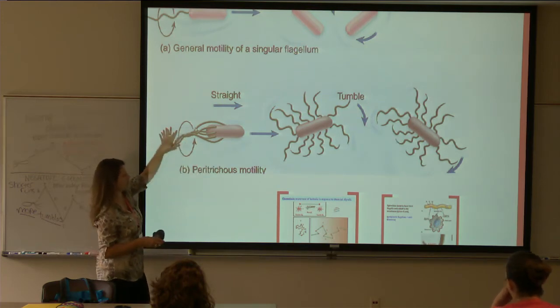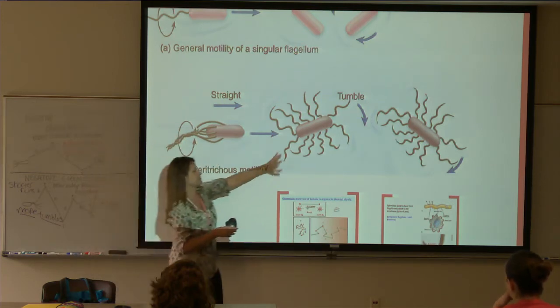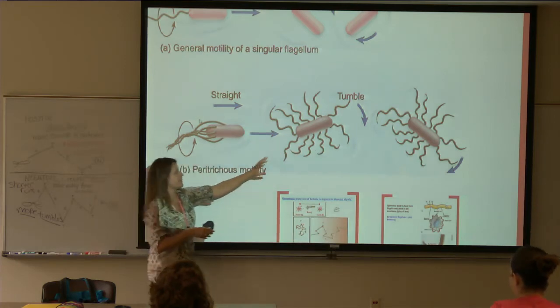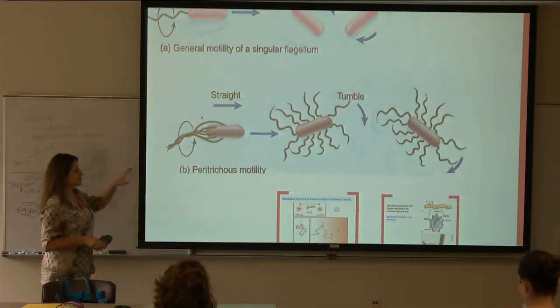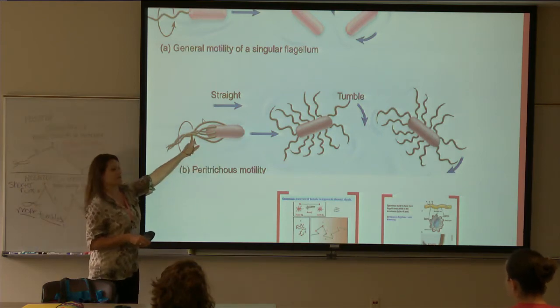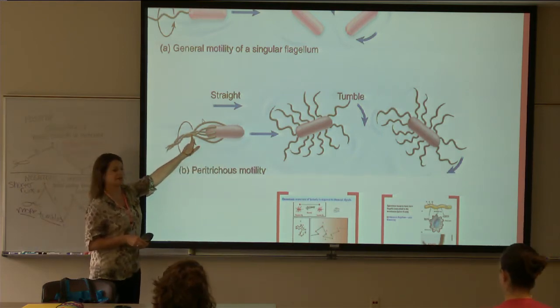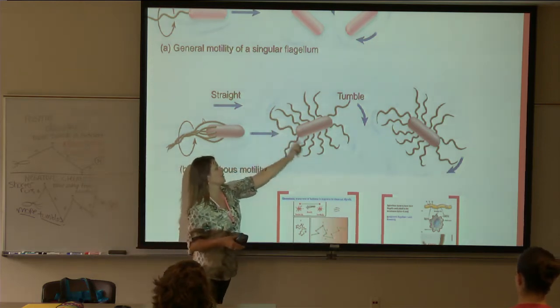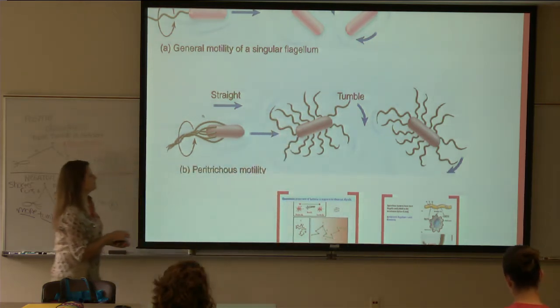Not the greatest image because you don't see them spinning around the other direction over here, which is kind of bad. But I believe what they're trying to illustrate with this picture is with peritrichous, all the flagella work together as one unit, okay? As opposed to 12 individual units, however many are up there.